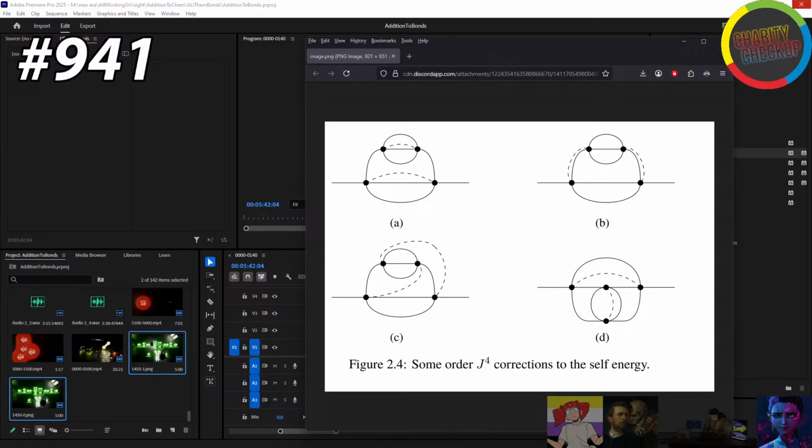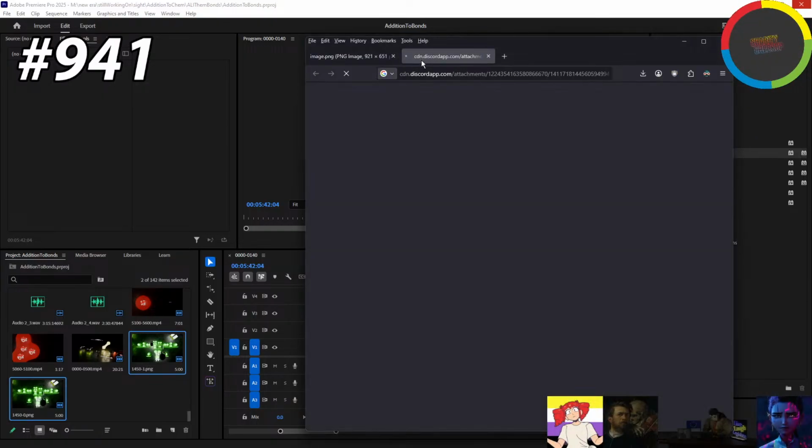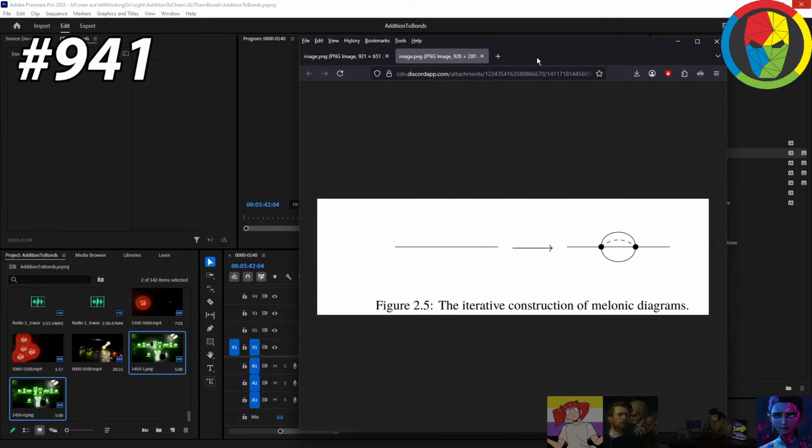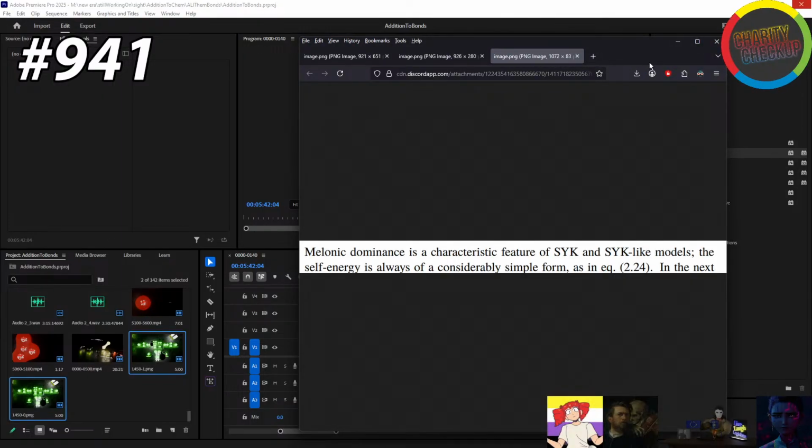Look, this is literally called melonic diagrams. And it gets even better because they were using a phrase which just killed me inside: melonify. Oh my God. Let's melonify this line. No, it gets better. Look at this. Okay, hold on. Melonic dominance is a characteristic feature. This is my new favorite phrase. Melonic dominance. Melonification is so awesome.